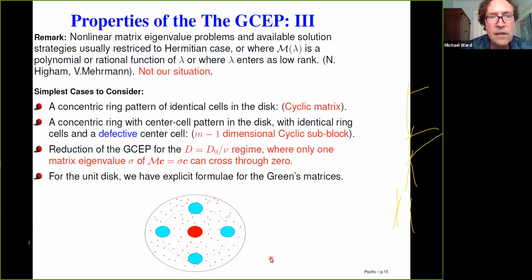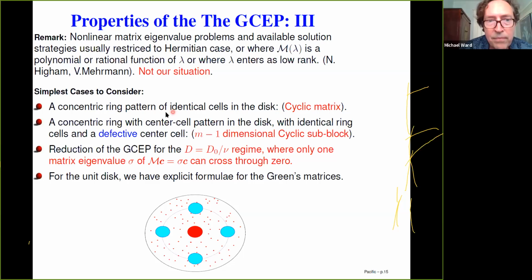Okay, so nonlinear matrix eigenvalue problems. There is a literature of people in numerical analysis working on devising good schemes for this, because it's typically not well conditioned to work with a determinant on its own. But they're usually restricted to a Hermitian case, or when M is polynomial or rational in lambda, or where the eigenvalue enters as a low rank perturbation. This is not what we have here, okay? But there are cases where you can make good analytical progress.